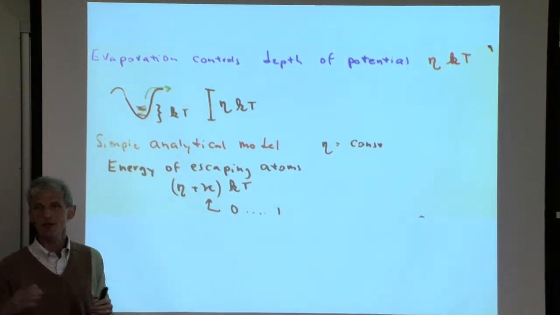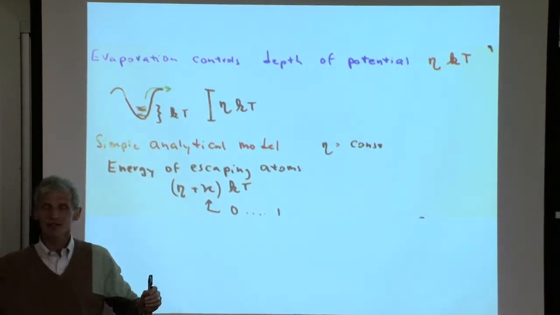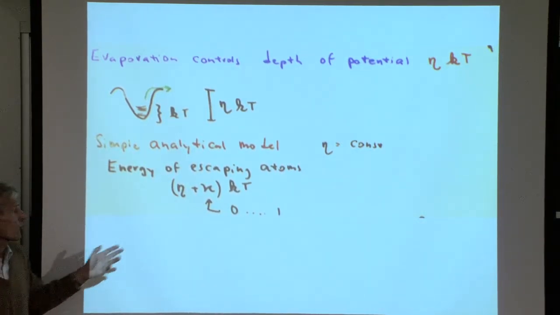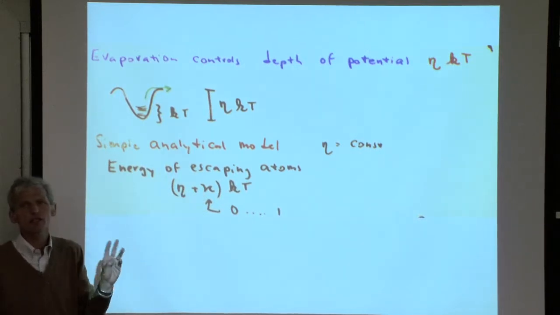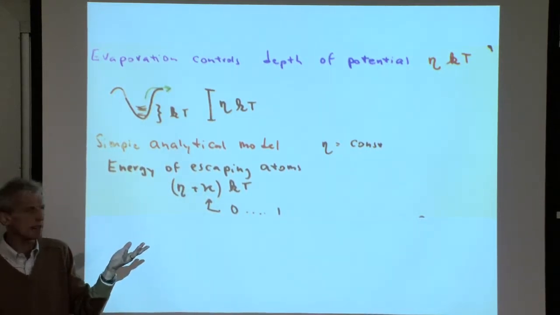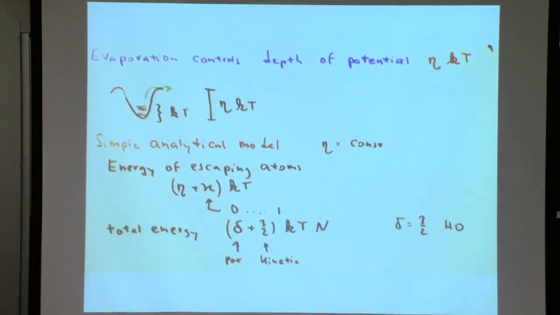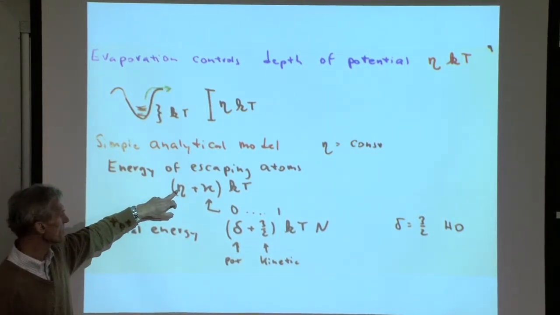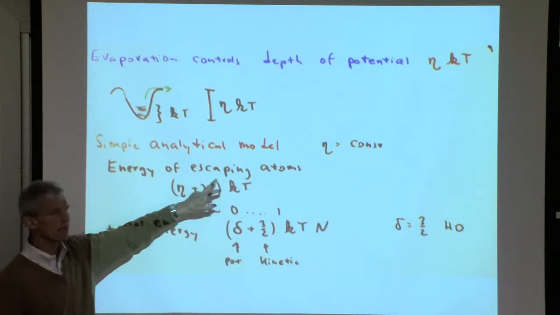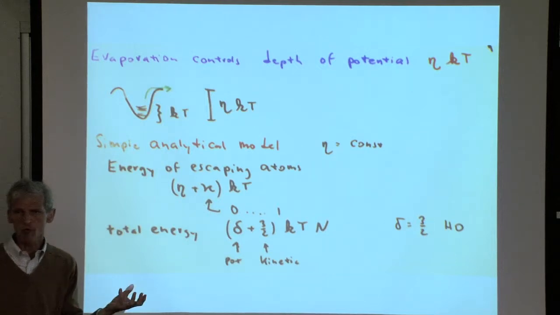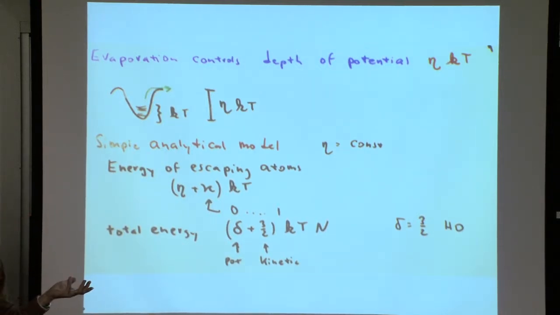In other words, they are not creeping over the edge, they are jumping, they are zipping over the edge. But because everything is thermal, this extra energy is on the order of kT or half kT, and in the first analysis we can neglect it. So in other words, we can say that each atom, when it escapes, takes away the energy eta kT. And eta is the famous eta parameter which we determine experimentally when we evaporate. Any questions so far?